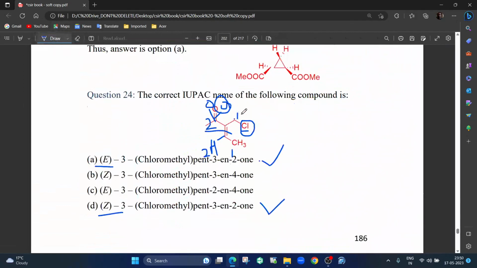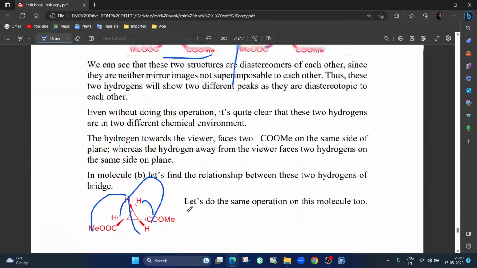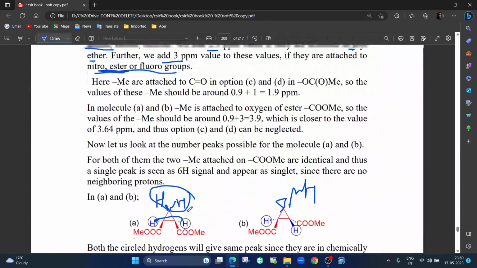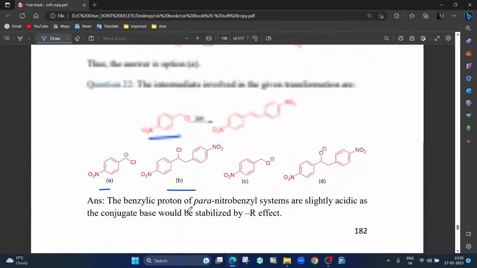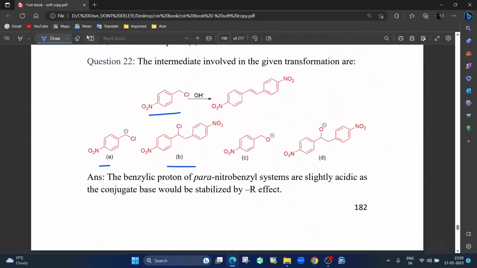So now you see that this one and this one are on the same side. This 2 and this 2 are on the same side. So the answer will be D, Z-3-(chloromethyl)pent-3-en-2-one. Okay, I forgot to go slowly. I'll go slowly through this question. You should read it properly. Slowly I have written everything, whatever I said. I'll go slowly through it once again. You can pause it where you want.